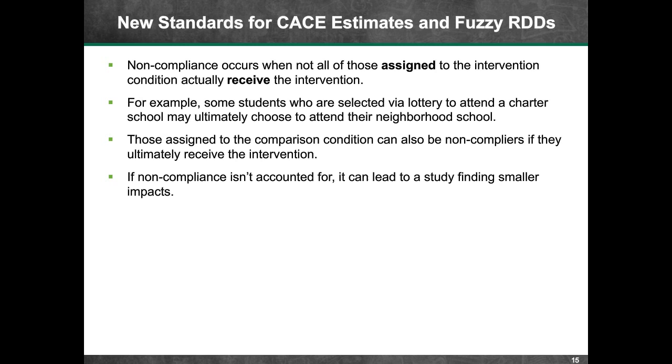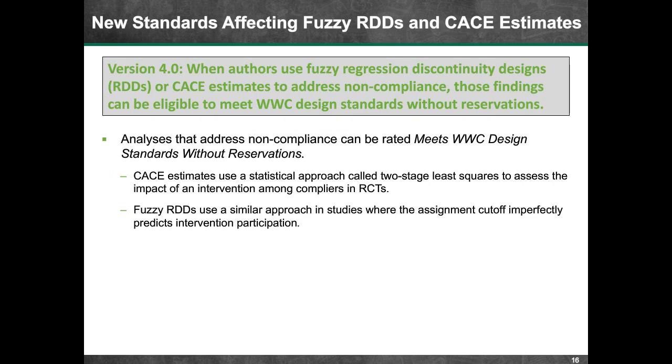Under version 4.0 standards, analyses that address noncompliance in two specific ways can be rated meets WWC design standards without reservations. First, complier average causal effect estimates, or CACE estimates, use a statistical approach called two-stage least squares to assess the impact of an intervention among compliers in randomized control trials. Second, fuzzy regression discontinuity designs use a similar approach in studies where the assignment cutoff imperfectly predicts intervention participation.